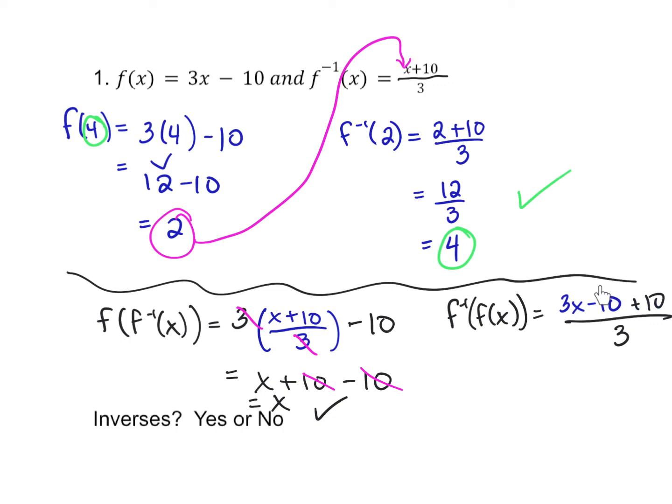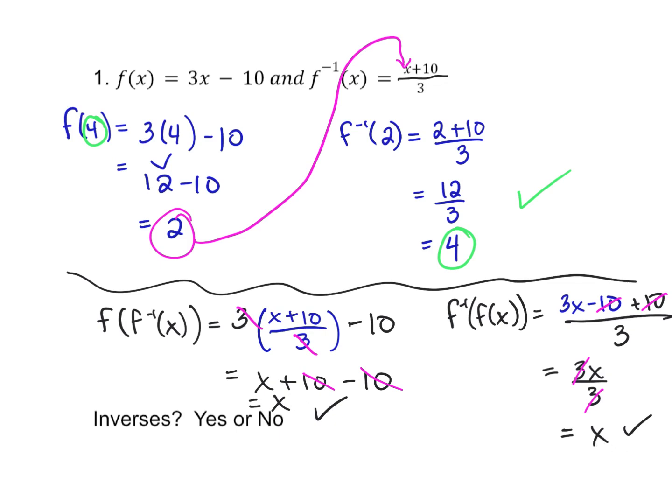This is a grouping symbol when I have a whole bunch of stuff on one part of a fraction. I'm going to simplify this part first. So negative 10 plus 10, that's going to give me 0, so that goes away. What I'm left with is 3x divided by 3. At that step, 3 divided by 3 is going to give me 1, and so I'm left with 1x, or just x. So when you use a composite function, you should always end up with x.